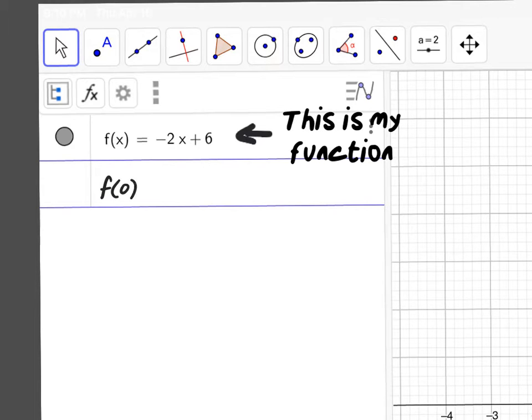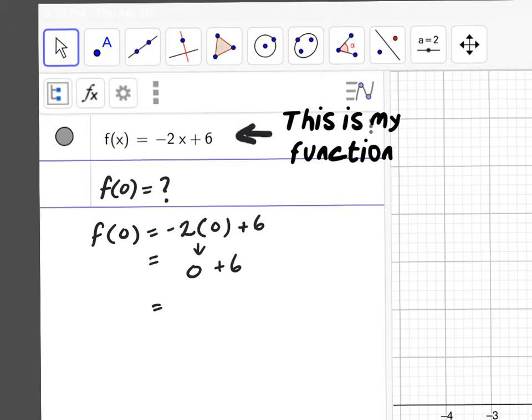So let's evaluate this function at 0. I'm going to plug in 0 everywhere there's an x, so I have negative 2 times 0 plus 6. Order of operations. Multiply first, you get 0 plus 6. Now we can add 6. So f at 0 is equal to 6, or as a coordinate, 0, 6.